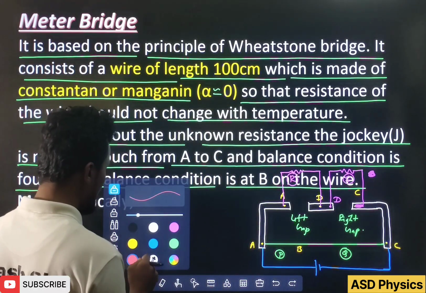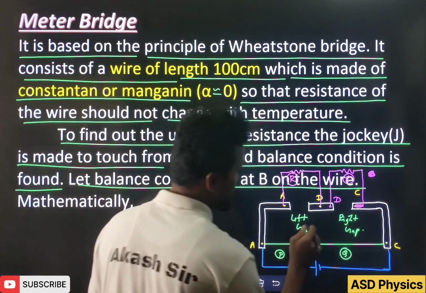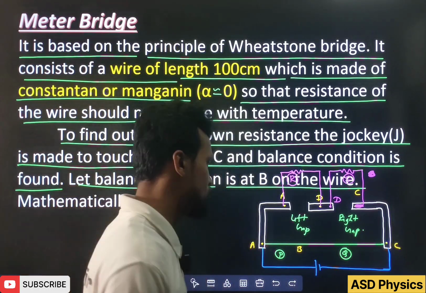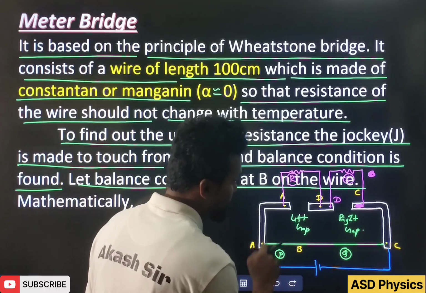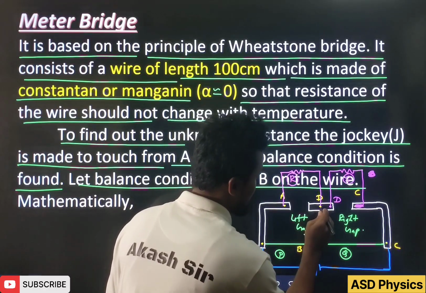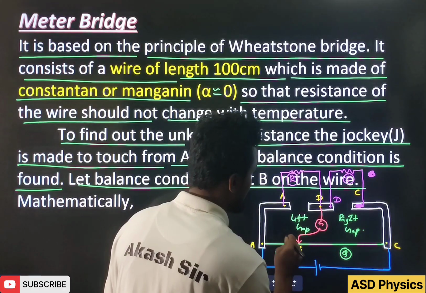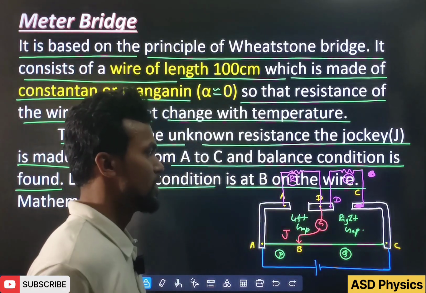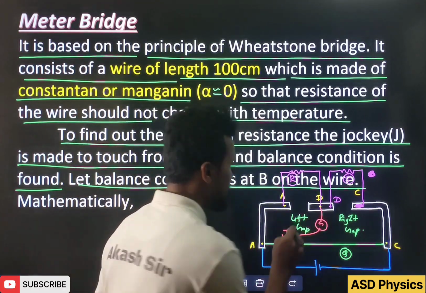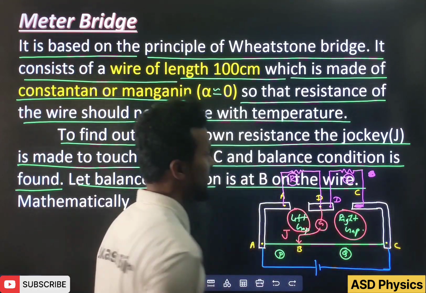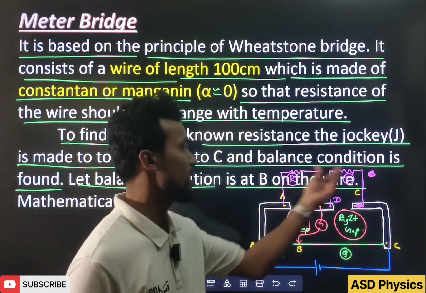After that, the jockey will be connected between point D and B, just like the galvanometer was connected between B and D in the Wheatstone bridge. So here we have P, Q, R, S like this. This is the galvanometer, and this is the jockey. So this is the situation: left gap, right gap. I hope this is very clear.